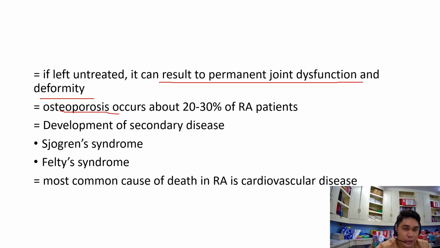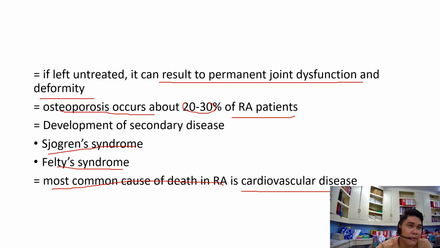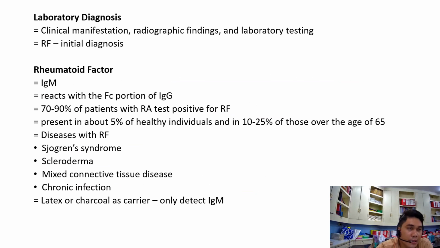And osteoporosis occurs in about 20 to 30% of RA patients. Then development of secondary disease is typical. You have development of Sjogren's syndrome and Felty syndrome. So for Sjogren's syndrome, you have dry eyes and mouth. For Felty syndrome, it's a combination of rheumatoid arthritis and neutropenia plus splenomegaly. And the most common cause of death in RA patients is cardiovascular disease because there is inflammation, and inflammation promotes atherosclerosis.